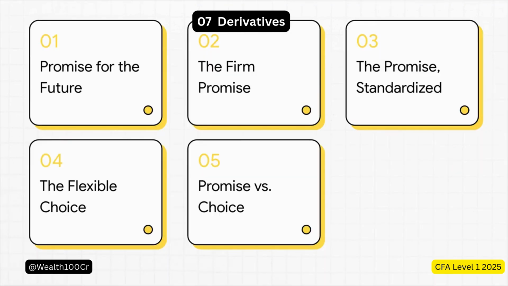Okay, so here is our plan for today, our little roadmap. First, we'll talk about a simple idea, a promise for the future. Then we'll see what happens when that promise becomes firm, binding. After that, we'll look at how these promises can be made standard for everyone. Then we move to a different idea, a flexible choice. And finally, we will put everything together and see the big picture. Are you ready? Let's start.